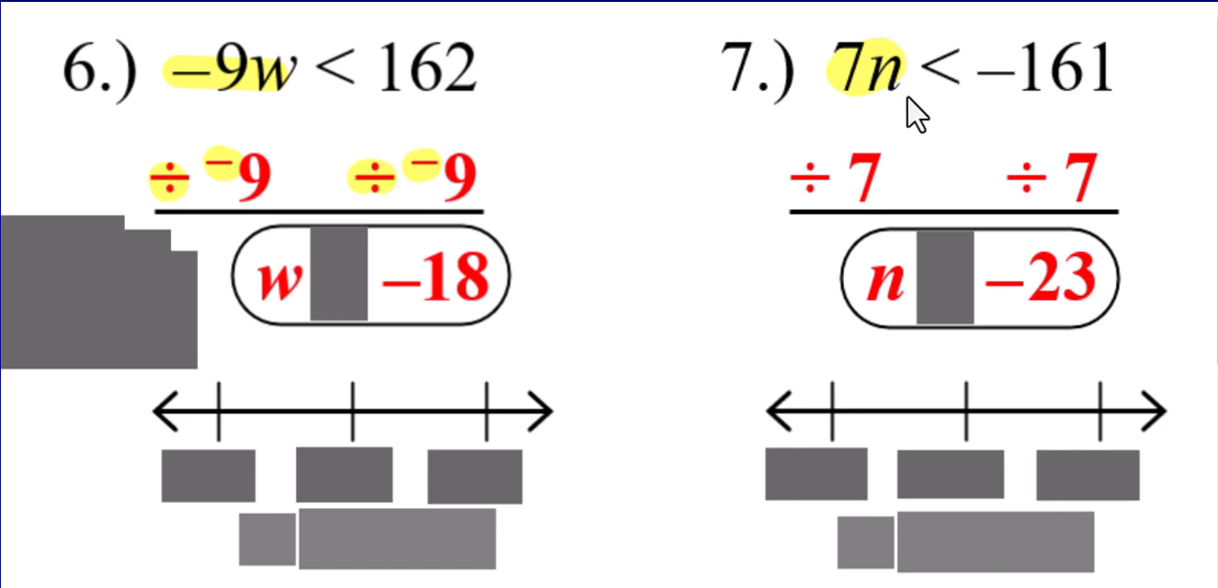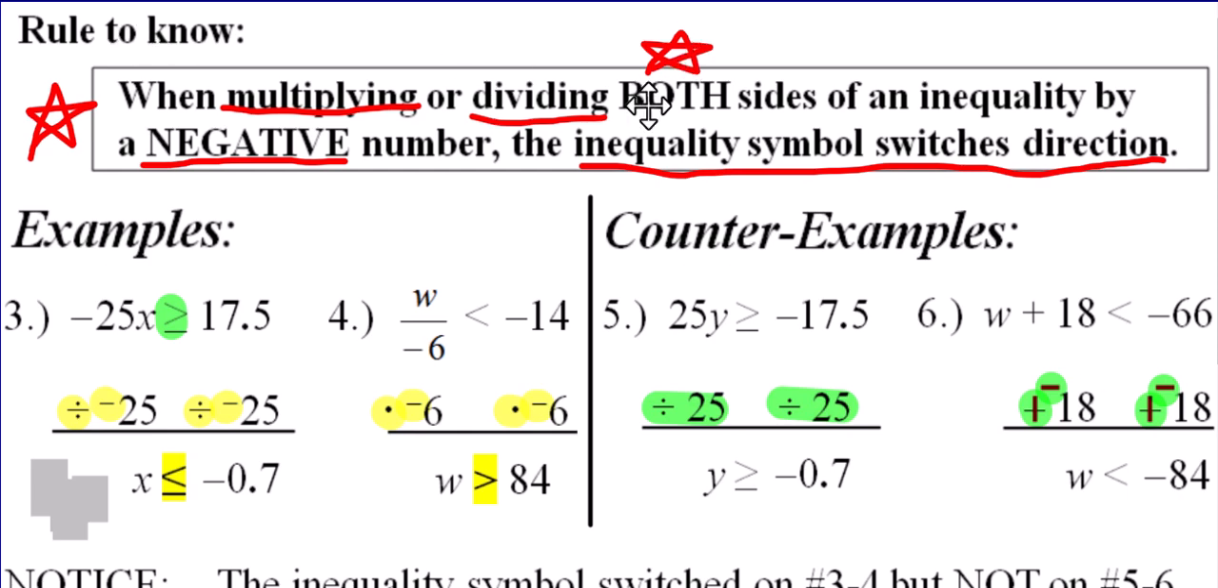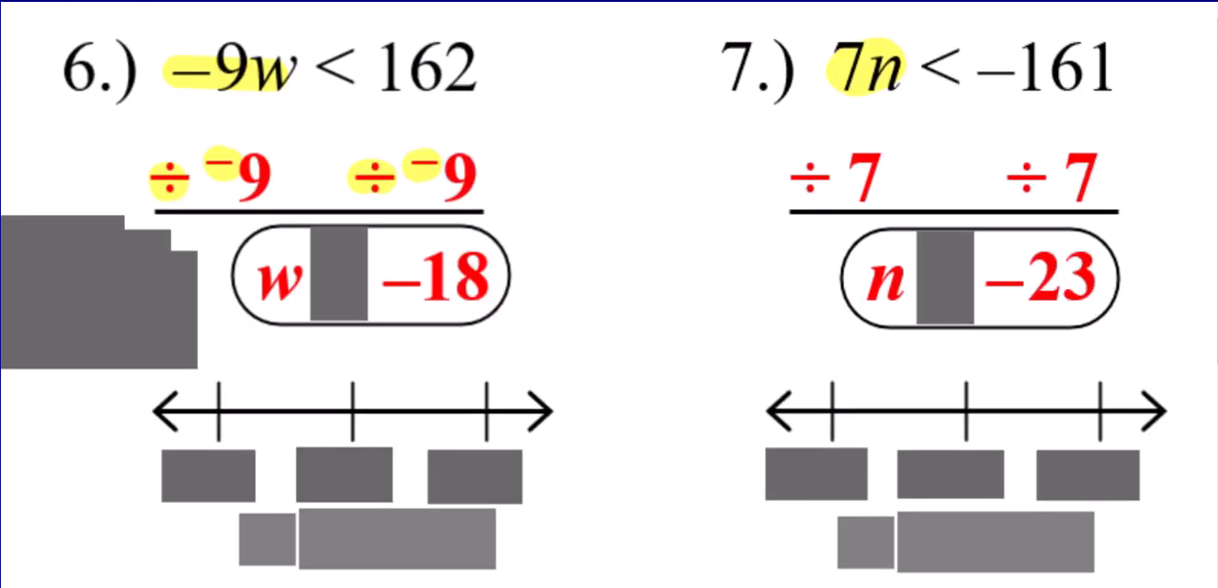One of these inequality symbols will switch direction. One of them will not. Can you figure out which one it is? Hit pause, flip back to the first page if you need to reread this rule and look back at our examples and counter examples. I want you to figure out which one will the inequality symbol switch and which one will not. Have you figured it out?